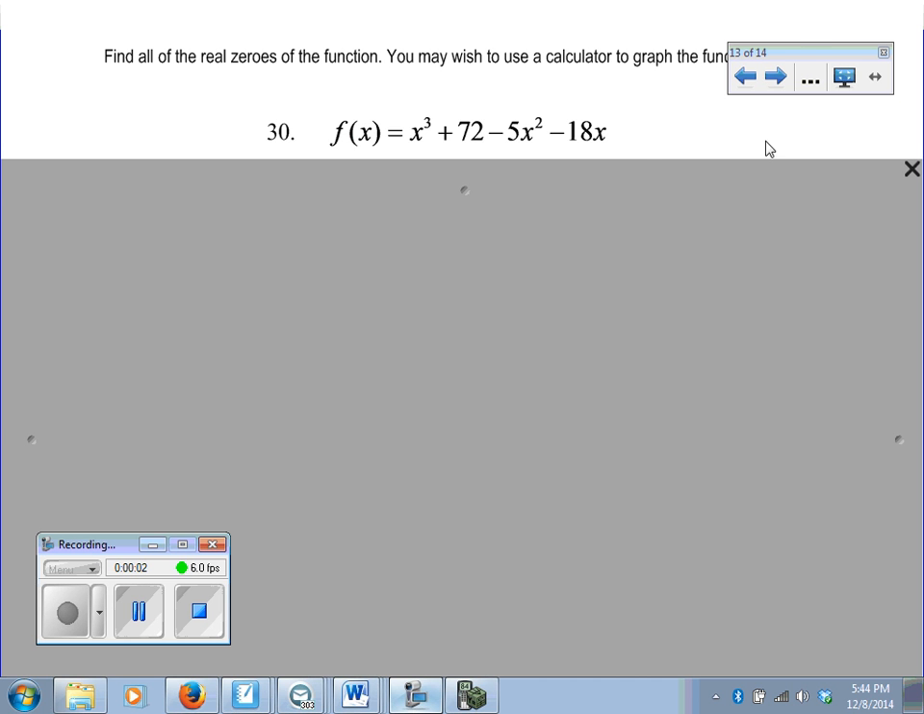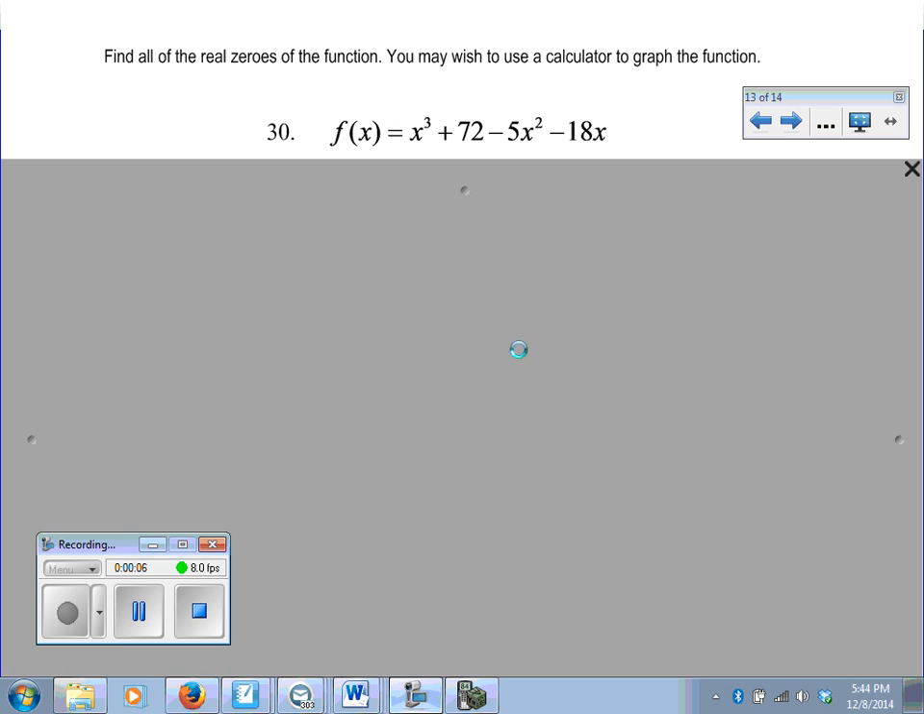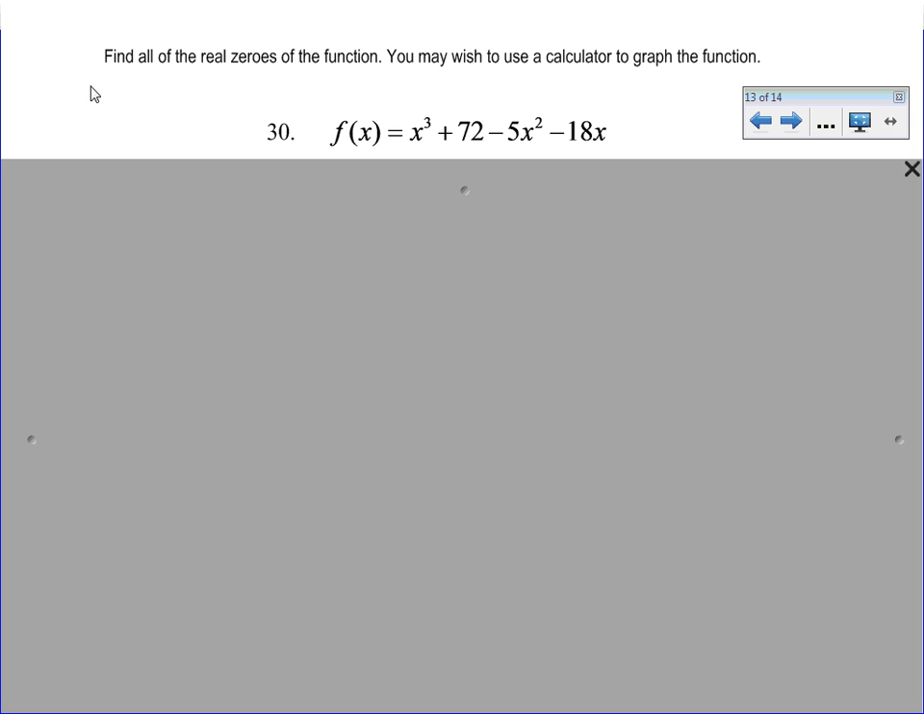Alright, I got a video with problems number 30 and 31 from the Chapter 5 review guide coming at you. So the first problem here, problem number 30, has the directions: find all the real zeros of the function. You may wish to use a calculator to graph the function.